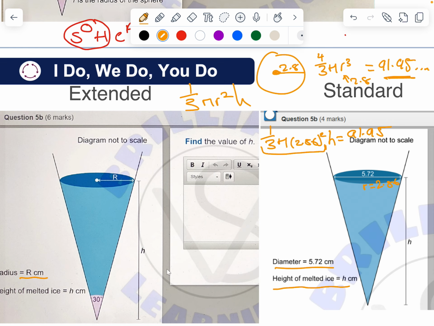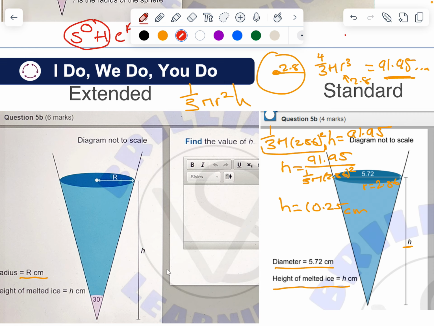So then I can just divide 91.95 by 1/3 pi 2.86 squared, and that will get me what h is. You can put the bottom in separately if you want and then just do 91.95 divided by your answer. But you should get 10.25 and it is centimetres. So that's the height of the cone for standard.